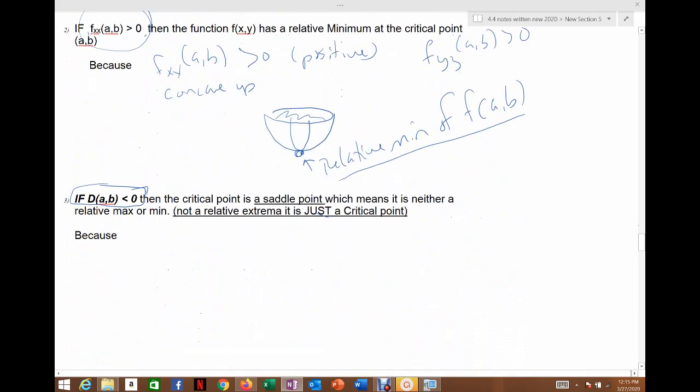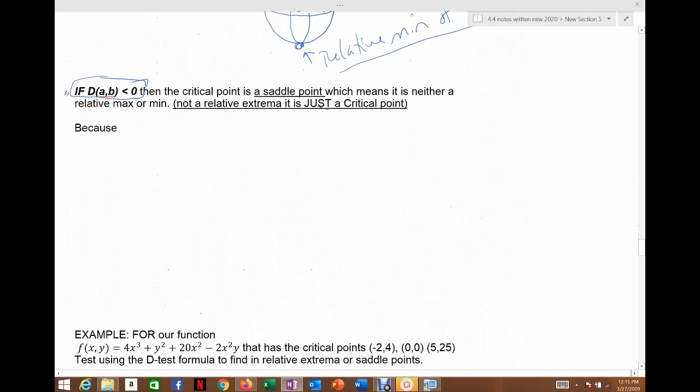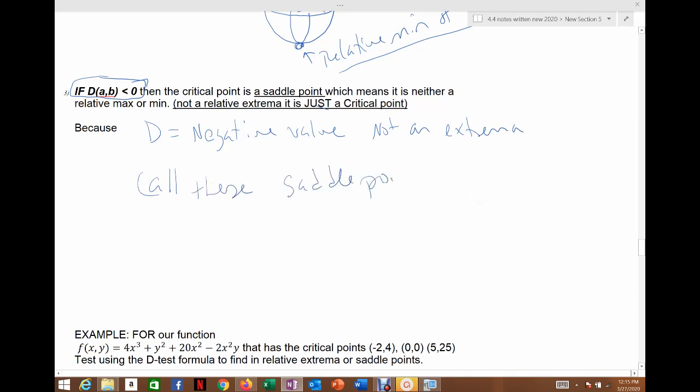The other possibility is if I plug it into that D formula, and the value that comes out is a negative value. Well, that tells me that my critical point is just a critical point, so it's not an extrema. We call these saddle points. Alright, the reason why is the shape, and I'm going to explain why here, and then I'm going to go to the book just to show you a better looking picture than what I can draw.